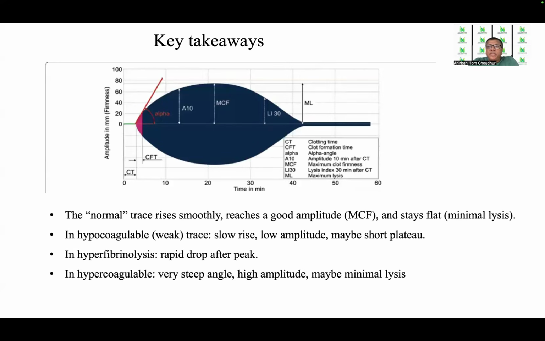So at the end, the key takeaway from this graph is that the normal trace rises smoothly, reaches a good amplitude or the maximum clot firmness, and stays flat, meaning there is minimal lysis. In a hypocoagulable or weak trace, there will be a slow rise, low amplitude, and maybe a short plateau. In hyperfibrinolysis, there will be a rapid drop after the peak, whereas in a hypercoagulable state, there will be a very steep angle, high amplitude, and maybe minimal lysis.